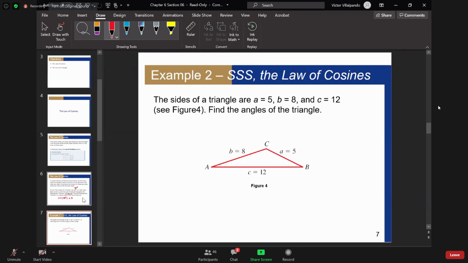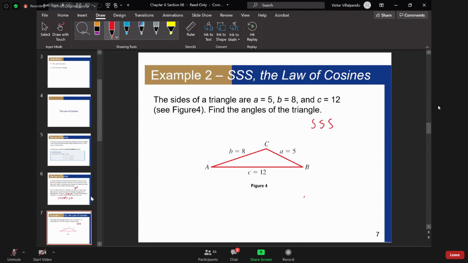But let's go ahead and try working with one of these particular triangles here. I see we have a side-side-side case. So the sides of the triangle are a, b, c. A is 5, B is 8, C is 12. Okay, so find the angles of the triangle. Again, you can sketch it however you like. Just respect the sides and the angles.